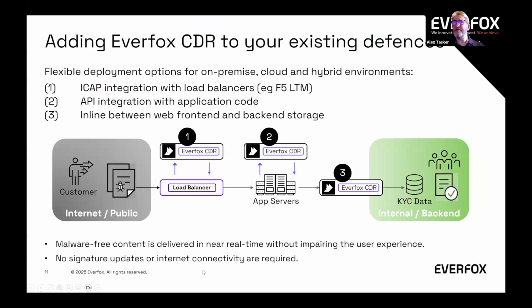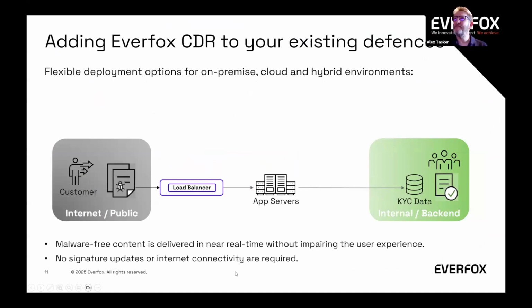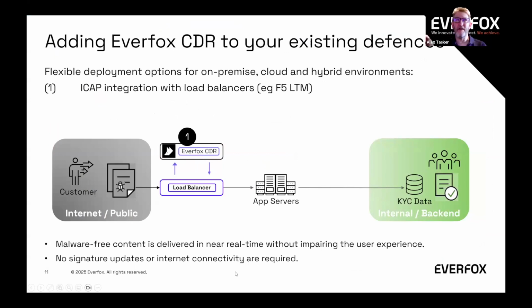So there are a number of different approaches to adding this CDR technology to existing defenses. And for this file upload use case, there are still a number of different deployment modes, which I've detailed on this slide here. So first of all, we can integrate an appliance, a virtual appliance or a cloud service with a load balancer or a web gateway. And this enables us to transform an entire web request before it even reaches the web application servers. And the content within that request is subject to that transformation.